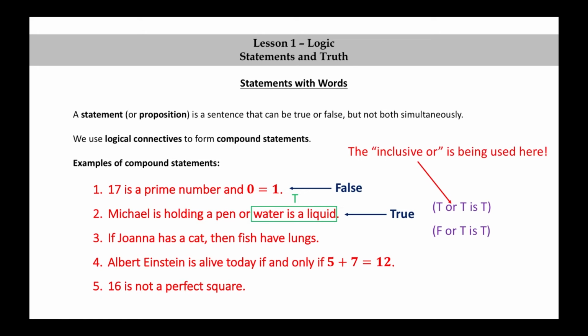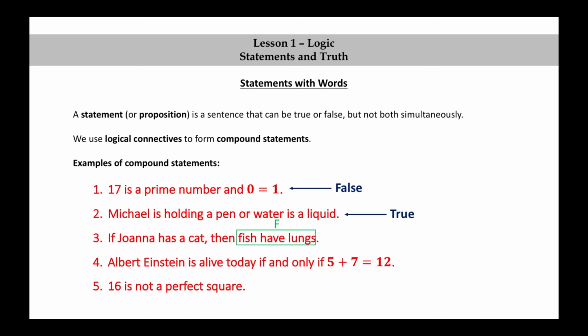It's worth mentioning that we're using the inclusive or here. And in fact, in mathematics in general, unless it's otherwise specified, we will always assume that the word or means the inclusive or. This means that we're including the case of both being true. So Michael holding a pen being true, and water being a liquid being true, implies that the statement with or between those two is also true. That's called using the inclusive or.